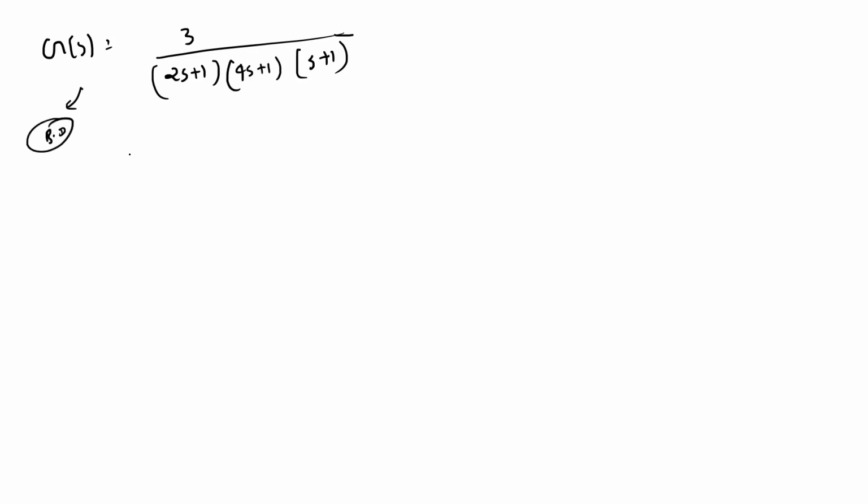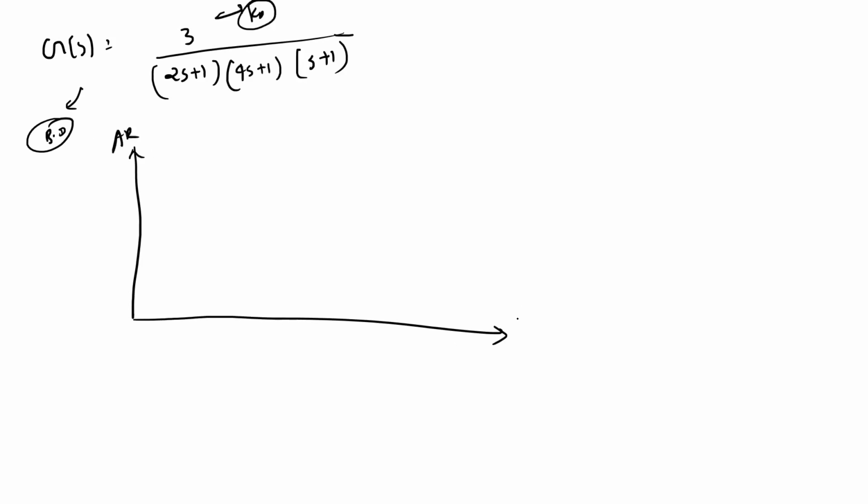So let's say one transfer function is given, let's say 3 upon (2s plus 1)(4s plus 1)(s plus 1). Now you have to draw the Bode diagram over here. So the amplitude ratio, since this one is your Kp, this is your third order process. So this one is your amplitude ratio, and this one is your omega. I'm drawing with respect to omega. So here you see omega tau plus 1.